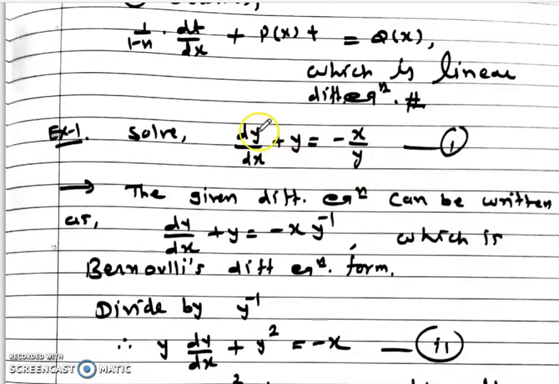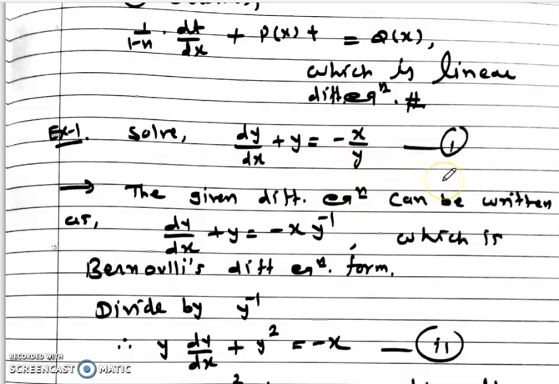So let us see the first question: dy by dx plus y is equal to minus x by y. This differential equation can be written as dy by dx plus y is equal to minus x y raised to minus 1, which is Bernoulli type. Now you can observe the standard form, that is q of x into y raised to n. But here the power n is negative. If the power is negative, then we are not going to say that the given differential equation has a degree.